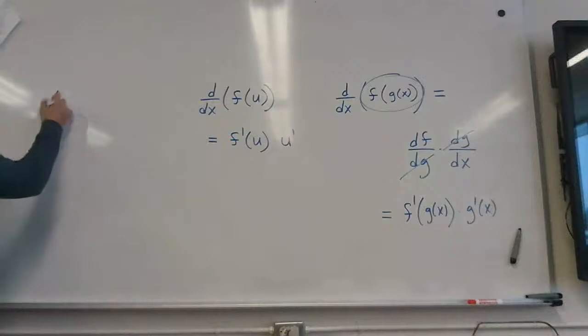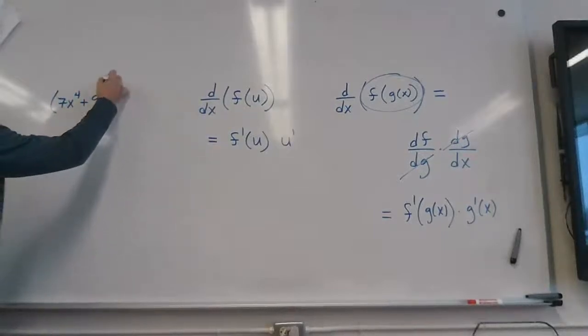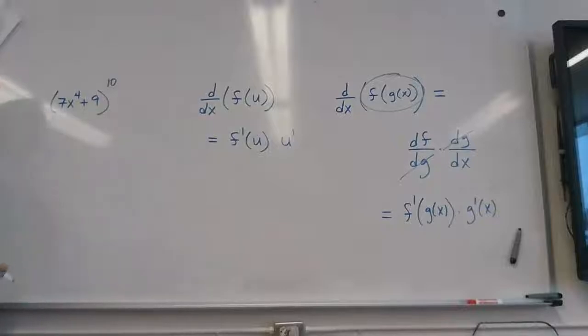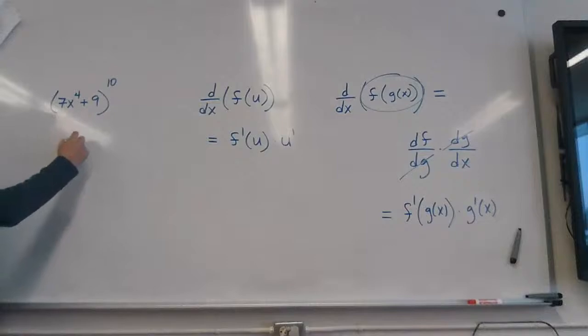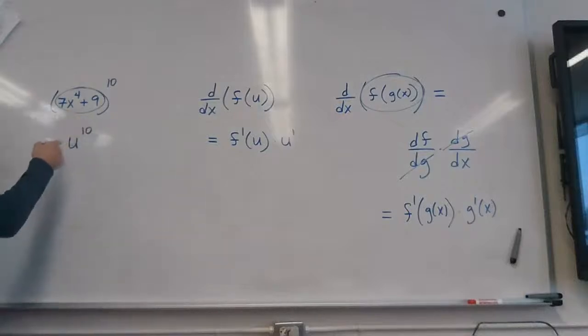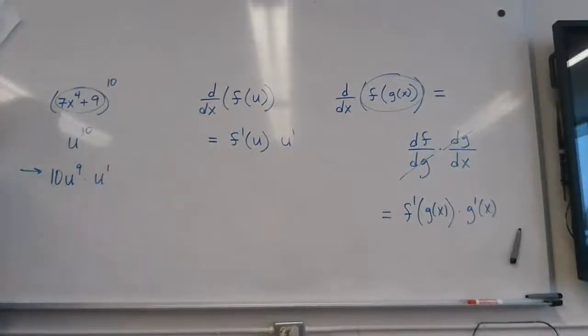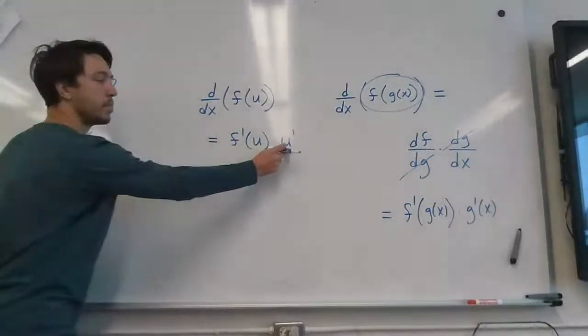Let's suppose I had something like 7x to the 4th plus 9, raised to the 10th power. What would I do? Well, wait a second. Couldn't I think of this as being u to the 10th power? I'm going to call that my u. And watch how simple this is. The derivative of this would be 10u to the 9th, and I tack on a u prime. There's that u prime.